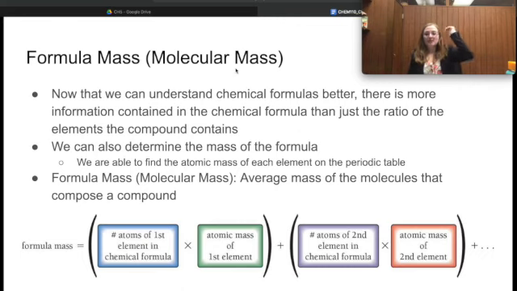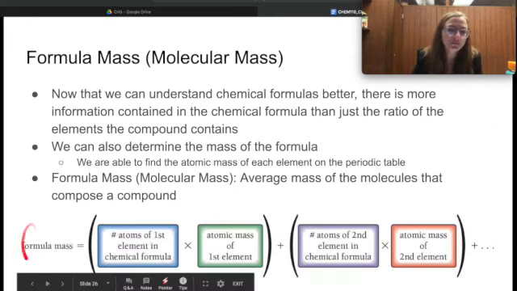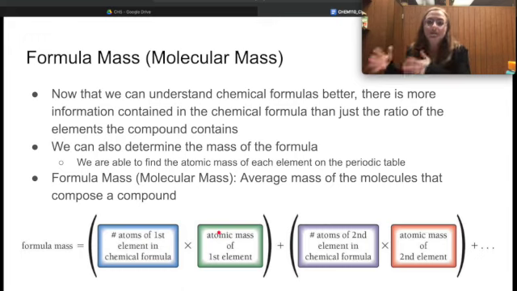Remember that average mass comes from the fact that we have different isotopes, so the mass we see on our periodic table is an average mass. So we're going to use that information from the periodic table to figure out how much mass is in one molecule of a certain kind. The way that we do this, I have the formula written down here for you as well. Basically, you take the number of atoms of that element you have, and then you multiply it by the atomic mass. And then you add all of them up for all the different elements you have.